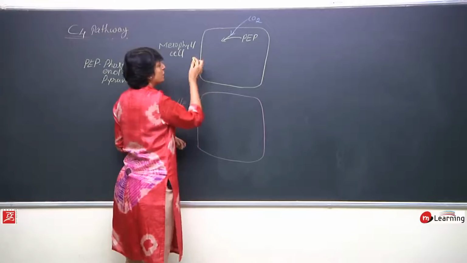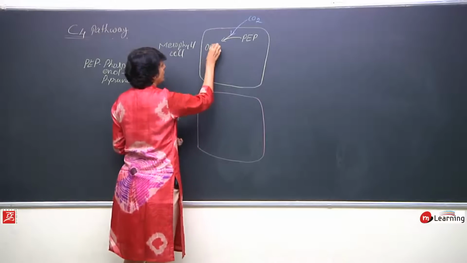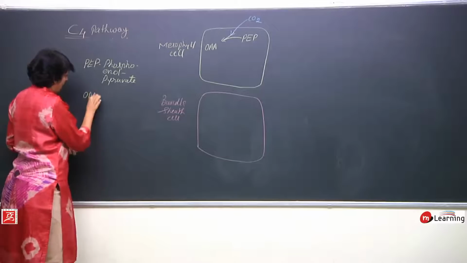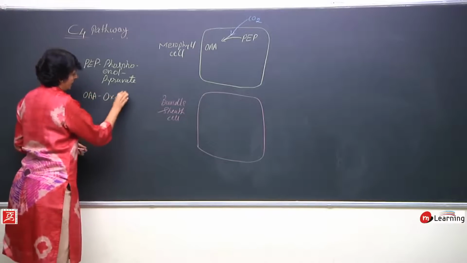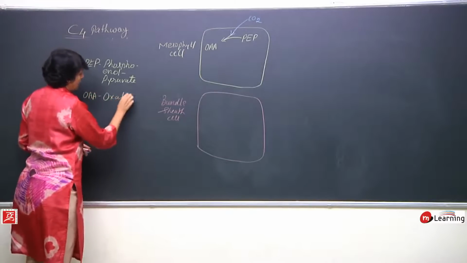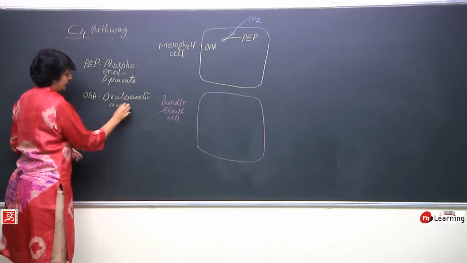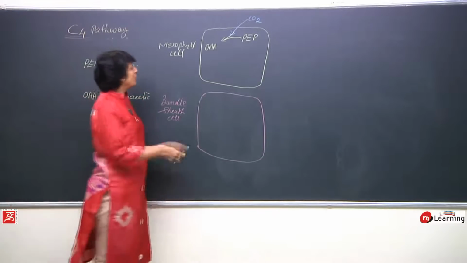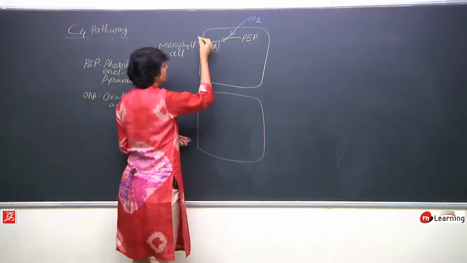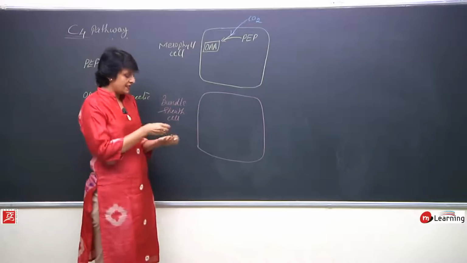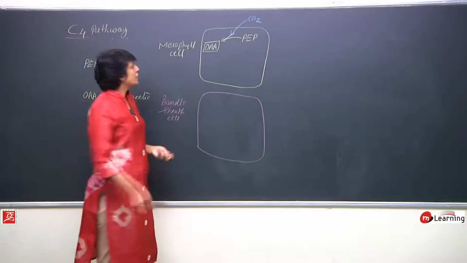And the first compound which is formed here is oxaloacetic acid. So let us write OAA. It stands for oxaloacetic acid. It is a C4 compound. So the first stable compound is oxaloacetic acid, and that's why the cycle is named the C4 cycle.